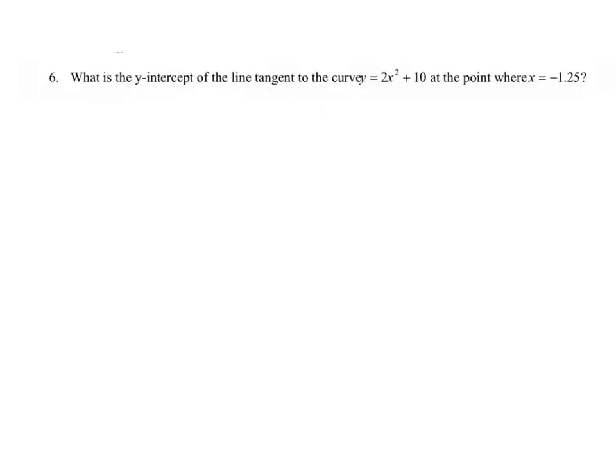All right, what is the y-intercept of the line tangent to the curve? That should say y equals 2x squared plus 10 at the point where x equals negative 1.25. So we're looking for the y-intercept, right, of the line that's tangent to the curve. So let's think about that.